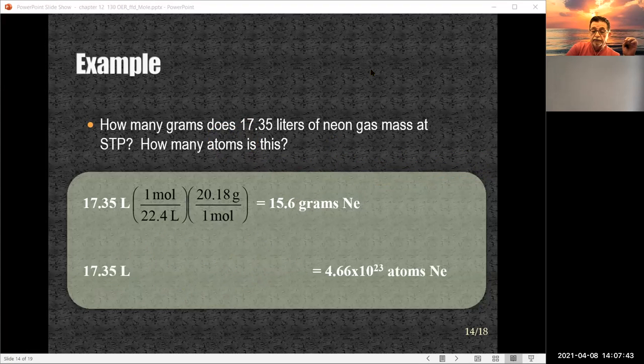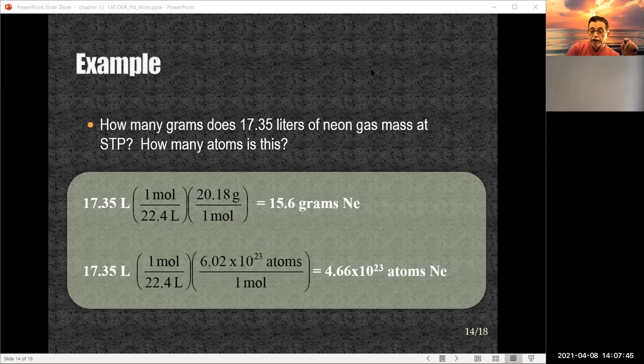So we plug it in. That's what we're looking for. Here we go. And so you can see that in two different units, here we got grams, here we got atoms. But for STP conditions, we were able to use the 22.4 liter per mole relationship because that put us in moles, which is what we need to get from point A to point B. We have to go through moles.